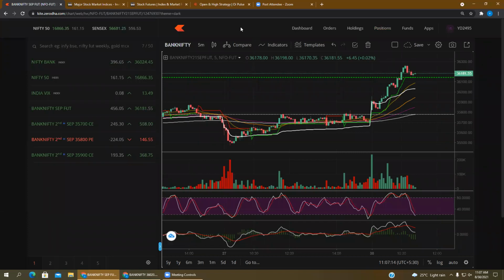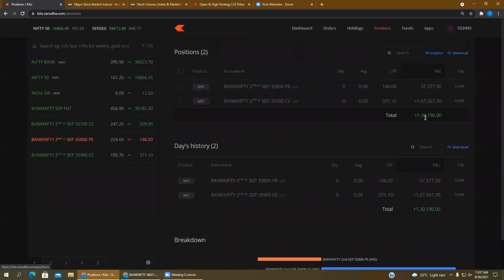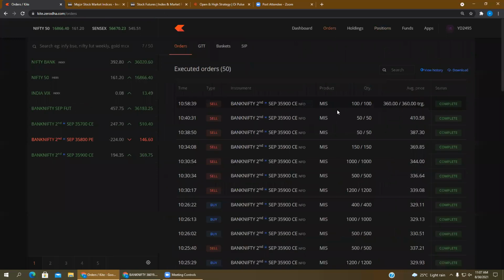Yeah, if you want, I can share it in the group, or I'll share it with Shiva and he can pass it on to you guys. I'll share what are the metrics that I use for stochastic and MACD, because there are various types of setups that I use. So I will share that with Shiva and he can share it with everyone. M2M is 1,30,000 today. This is what we did.